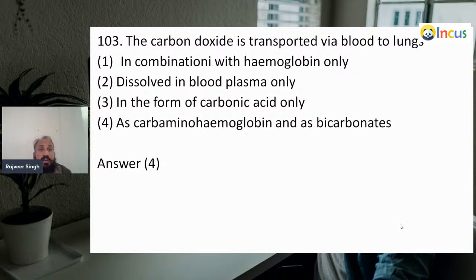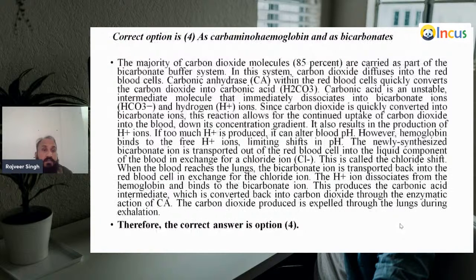Next question: the carbon dioxide is transported via blood to lungs in combination with hemoglobin only, dissolved in blood plasma only, in the form of carbonic acid only, or as carbaminohemoglobin and bicarbonates. So the answer will be fourth, carbaminohemoglobin and bicarbonates, because the majority of carbon dioxide molecules, 85%, are carried as part of the bicarbonate, as I told you in the previous part also.